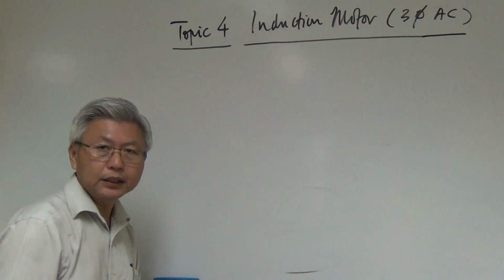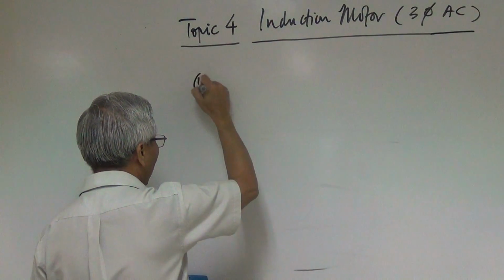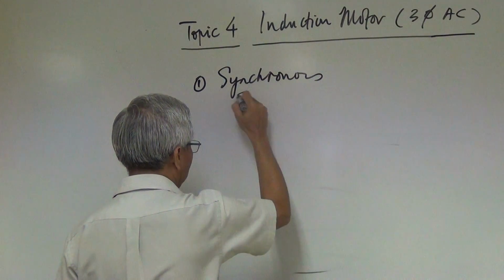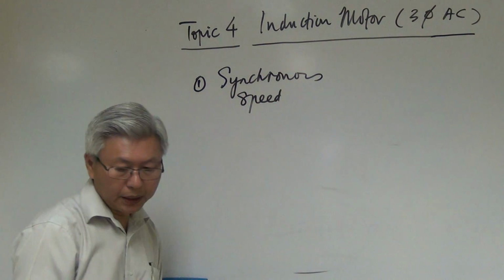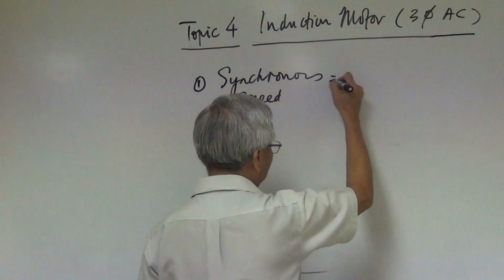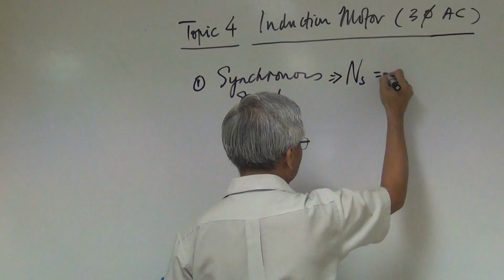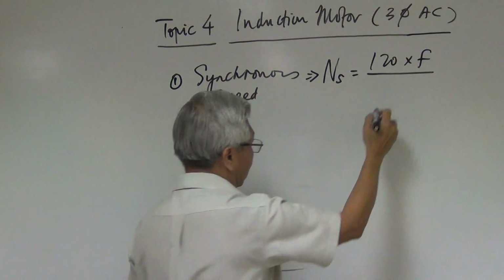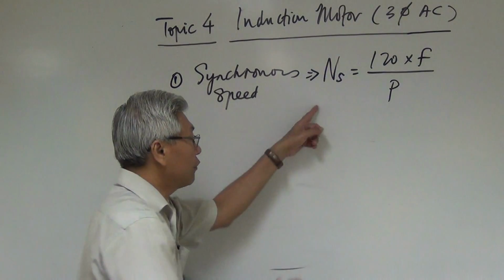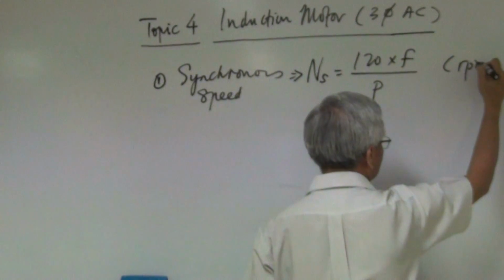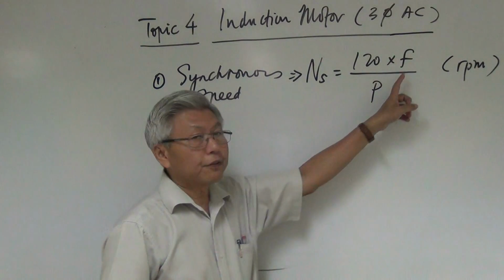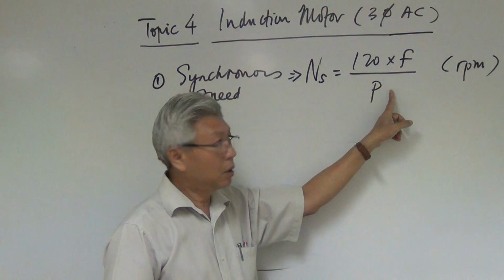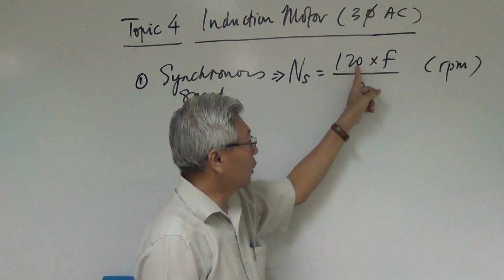Alright, the first formula that we want to introduce is called synchronous speed. Okay, synchronous speed. And we use Ns to represent synchronous speed. Okay, Ns is equal to 120 F divided by P. Okay, and the unit for synchronous speed is RPM. Alright, F is the frequency of my AC power supply, and P is the number of poles. Right? Synchronous speed is equal to 120 F over P.